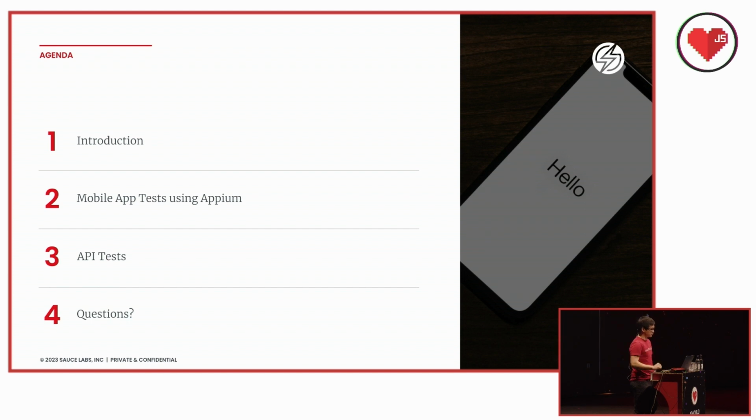So, introduction, more or less what I already did. We're going to talk about the mobile app test using Appium. And if you listened to the previous talk, you already know quite a lot of things about Selenium and Appium, so I don't have to do much about that part. We're going to talk about API tests, which includes other things. The question part you can forget, because there is no question.